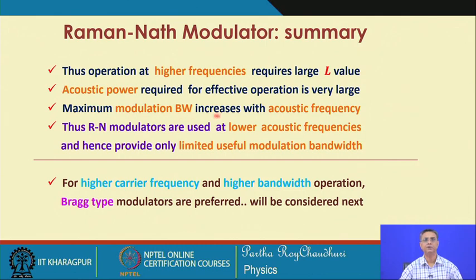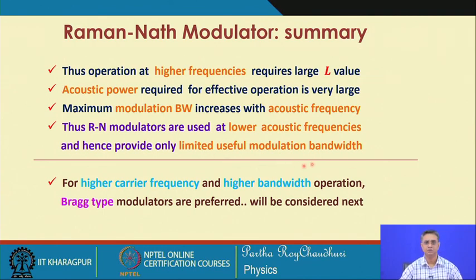Maximum modulation bandwidth increases with acoustic frequency. If you increase the acoustic frequency, you can get maximum modulation, and these Raman-Nath modulators are therefore used at lower acoustic frequencies, and hence provide only limited useful modulation bandwidth for higher carrier frequency and higher bandwidth of operation.